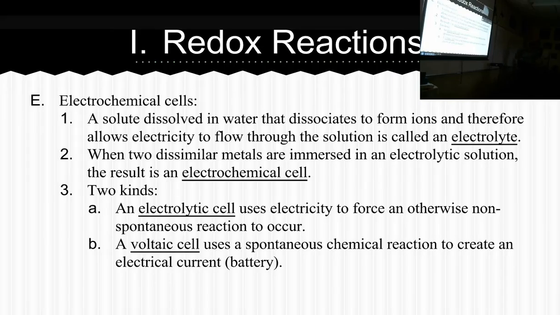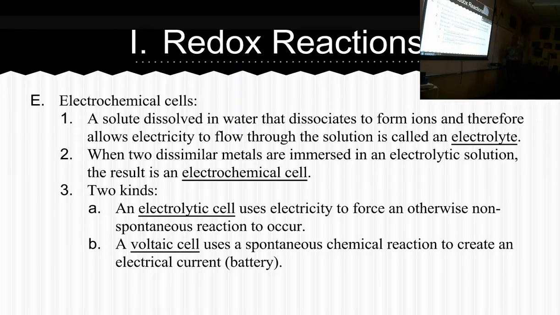Okay, so an electrochemical cell, two dissimilar metals bathed in an electrolyte. There are two reasons you would do this. You could do this because there's a non-spontaneous reaction that you want to make happen. And so you're going to set this reaction up, and then you're going to hit it with electricity and force the reaction to happen. If you're doing that, then we call it an electrolytic cell. And we'll do that in a lab as well next week.